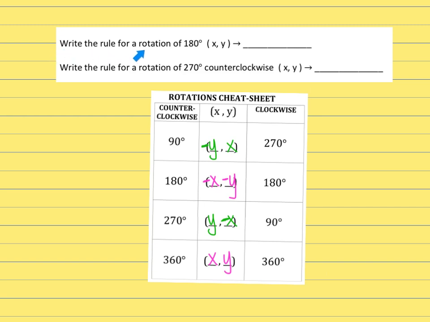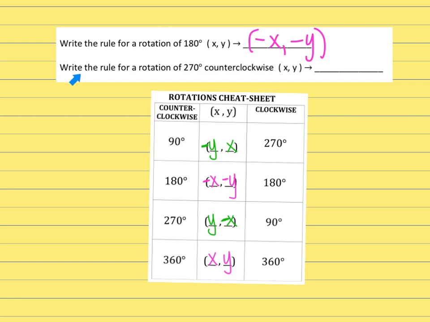The first one says write the rule for a rotation of 180 degrees. 180 degrees says X and Y keep their position, but they need to be the opposite of what they were originally. Negative x, negative y. Remember, it just means the opposite, not always negative.